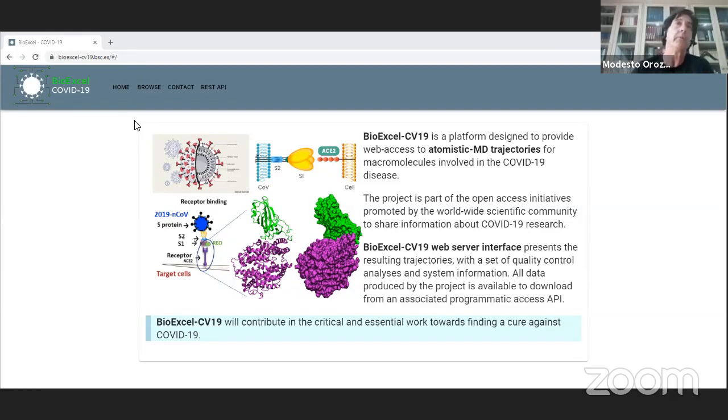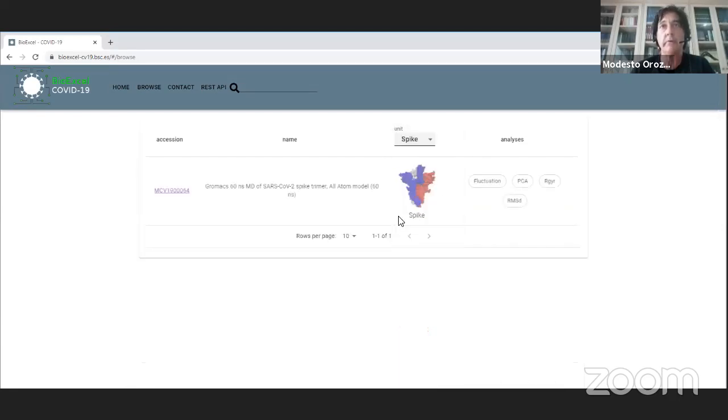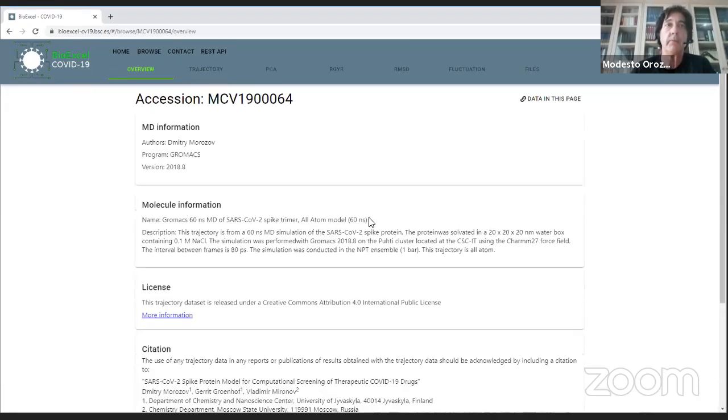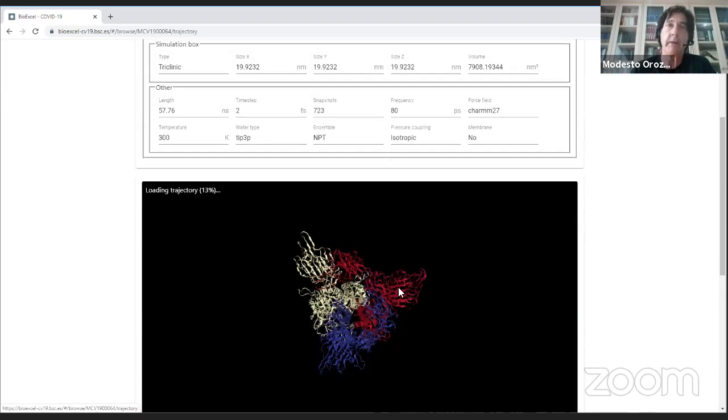It's open to everybody that wants to use it and wants to deposit trajectories. When you enter here, you will find all the trajectories that are here. You can select, for example, this one, which is not one of our simulations. It is from an American group. And then you have access to all the metadata that we have for the trajectory. You have many details.